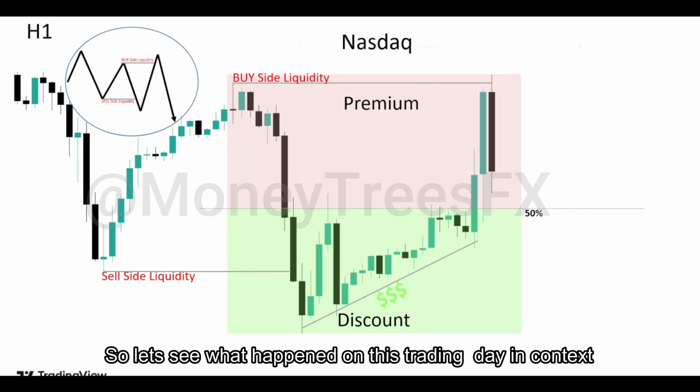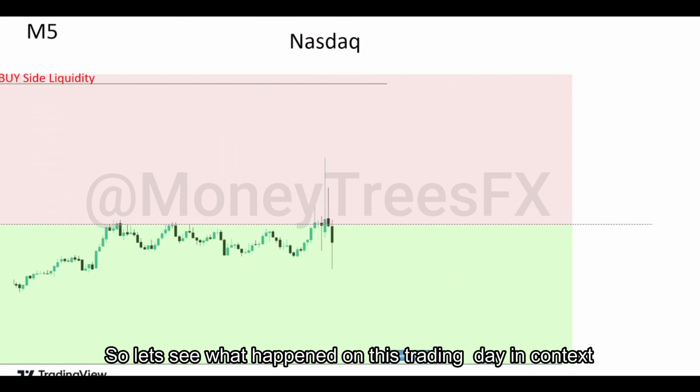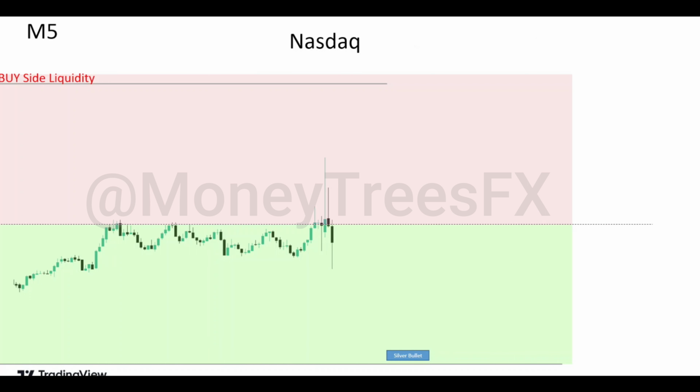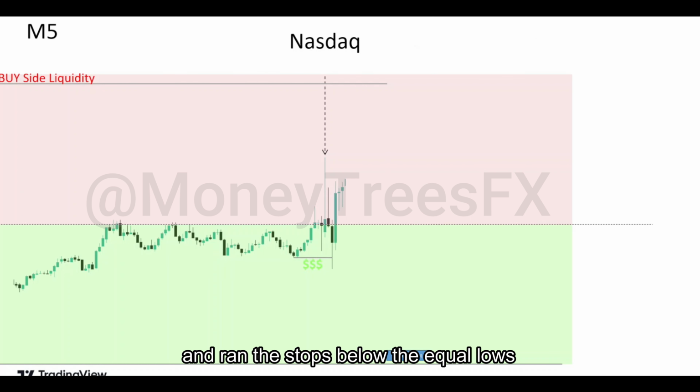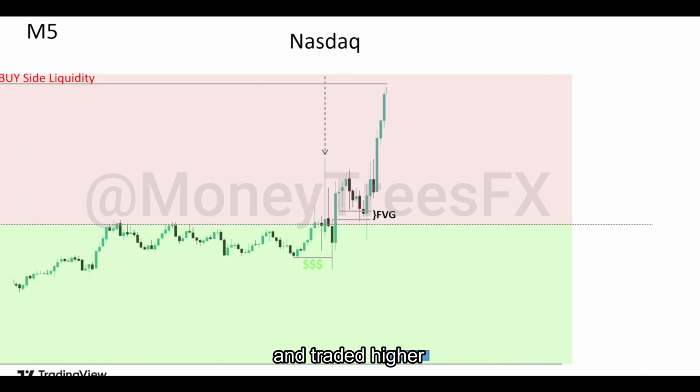So let's see what happened on this trading day in context. On the 5-minute time frame, remember, time and price always. On this day we had CPI before running the buy side liquidity to form our trading range. They induced buys and ran the stops below the equal lows. They also left the fair value gap. We visited the gap and traded higher into the buy side liquidity, which now formed our trading range.